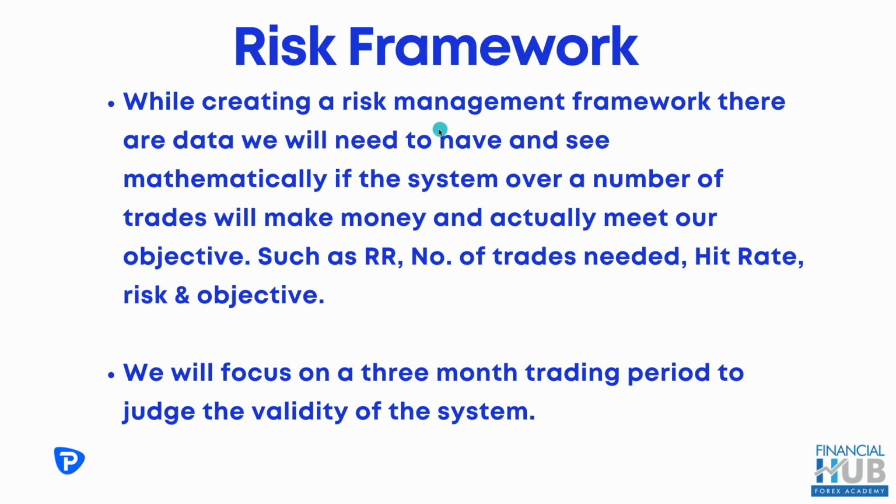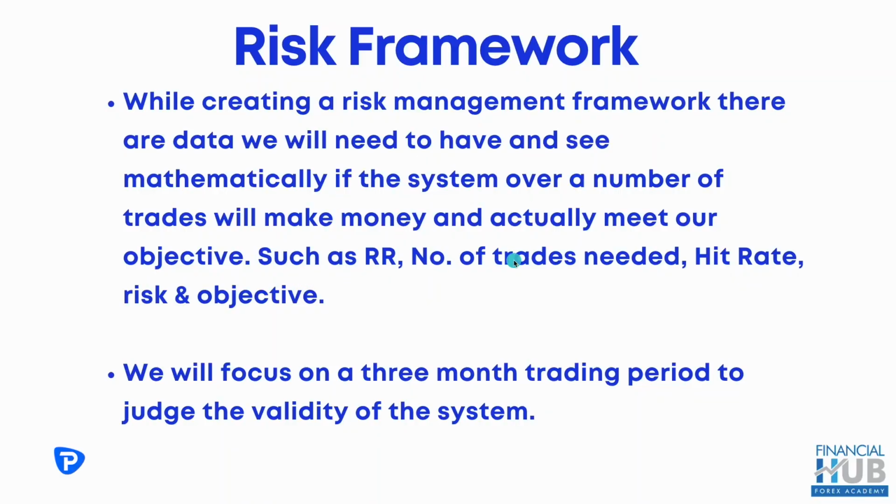So while creating a risk management framework, there are data that we will need to have and see mathematically if the system over a number of trades will make money and actually meet our objectives. So such numbers are risk reward, number of trades needed, hit rate, risk, and also the objective. So this is basically risk per trade, and finally your objective. So we will focus on a 3-month trading period to judge the validity of the system. So 1 month is not a really good number to get the validity of a system, but at least in 3 months maybe you can start. It's a good point to start.